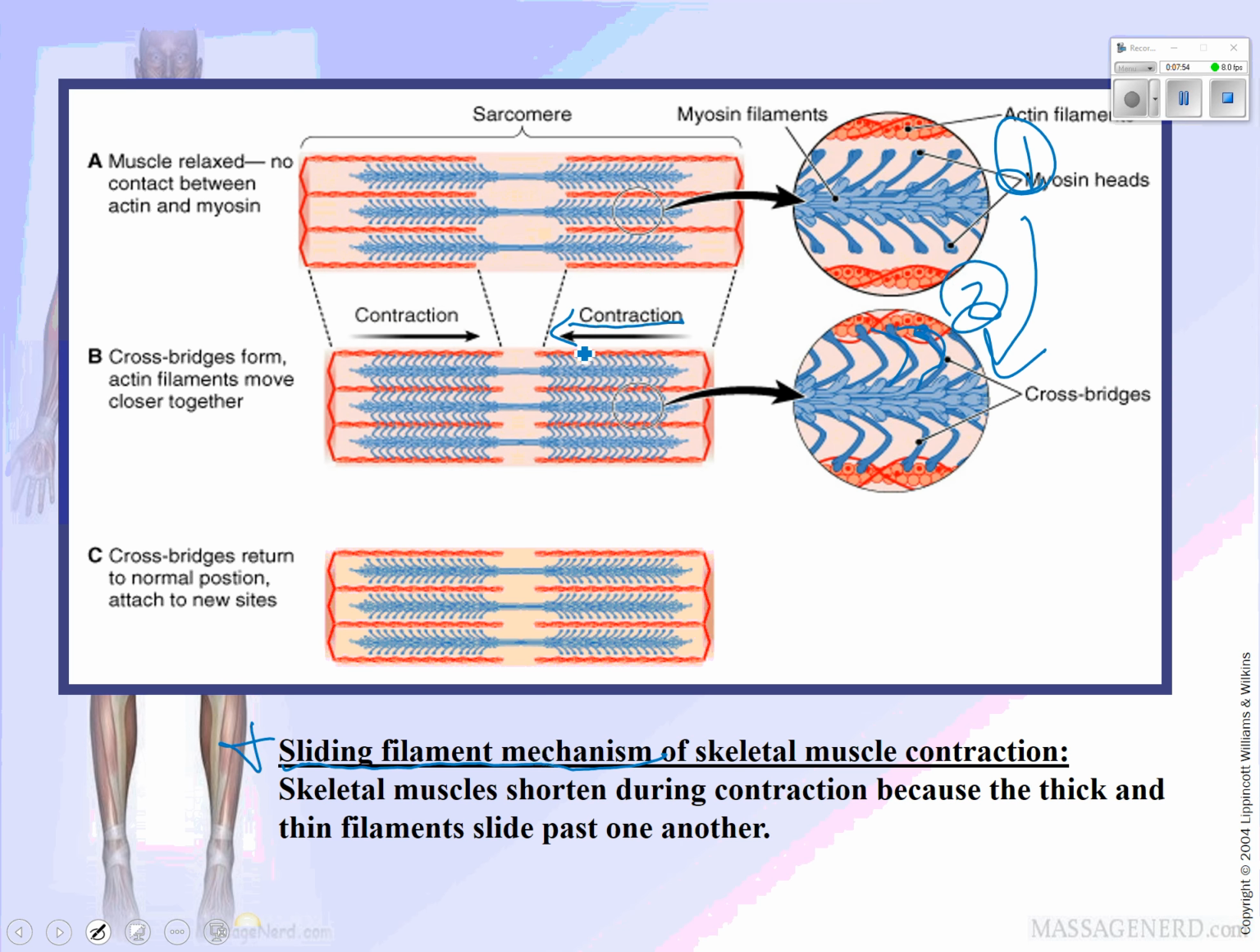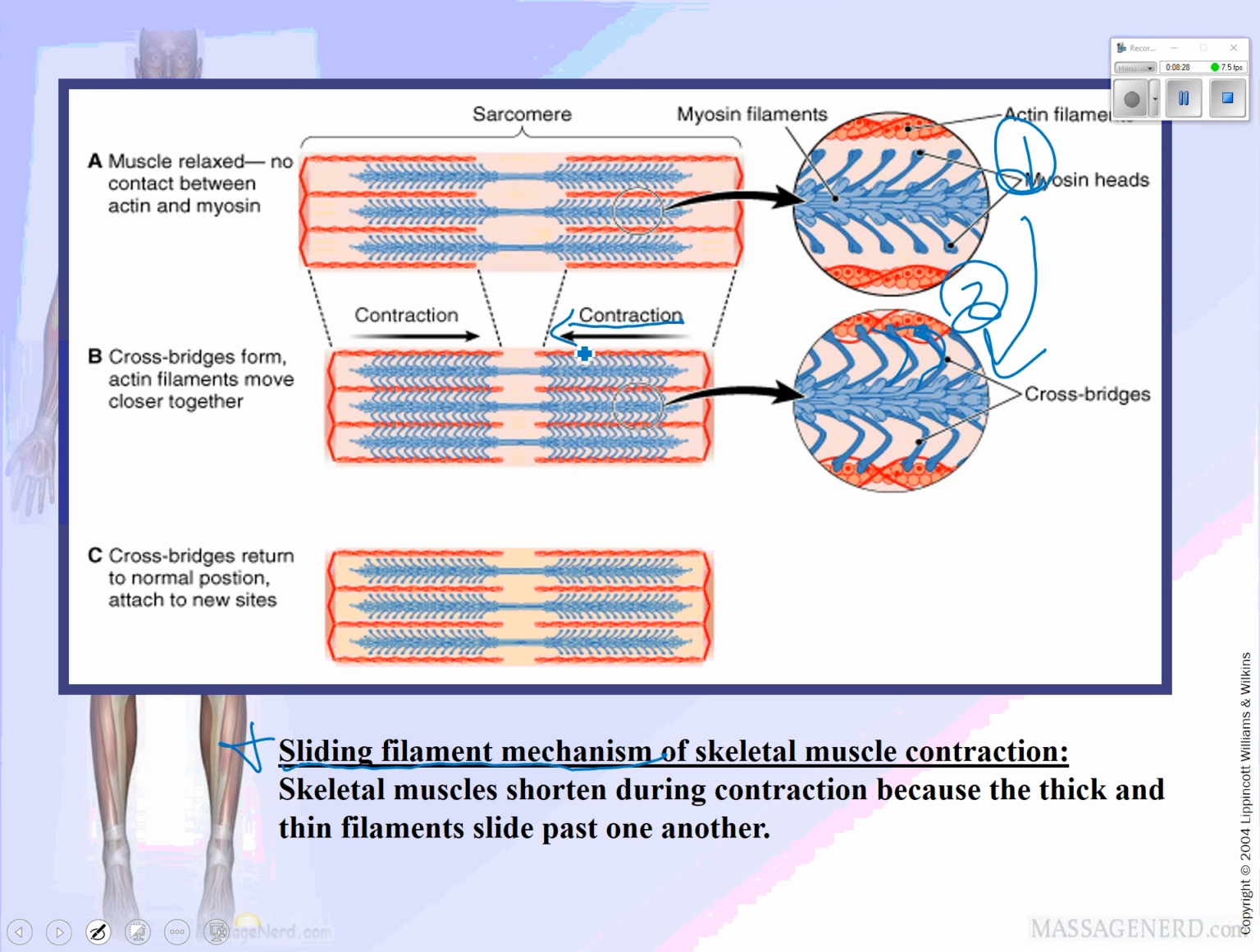So I always ask students on the test, do the thin and thick filaments change shape? They do not actually change shape. What they do is change size according to the walking or the cross bridges. So the cross bridges form, and as those actin filaments move closer together, it'll shorten the muscle, but it does not change its shape. It's still the same shape, and then of course when it relaxes, it'll go back.